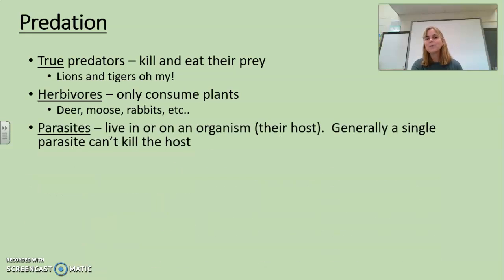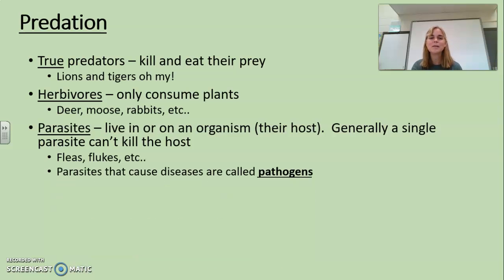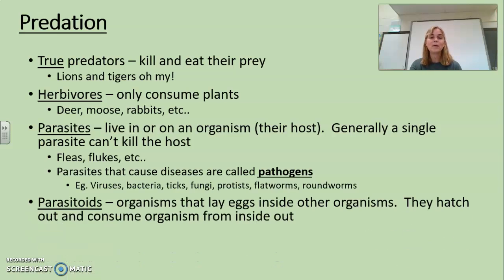Parasites, it's a type of predation, but again, as I mentioned, they generally don't kill their hosts. So fleas and flukes, things that you try to protect your pets against, would be parasites. And a lot of parasites actually cause diseases, and any parasite that actually causes a disease is called a pathogen. So like mosquitoes that cause malaria and West Nile virus and things like that. So we've got a whole list here, roundworms, flatworms.